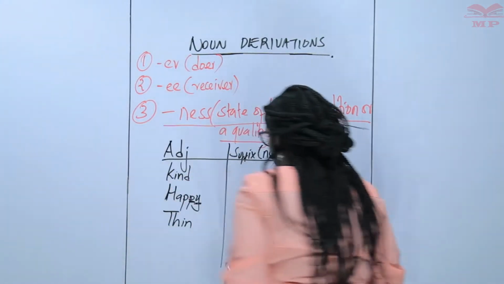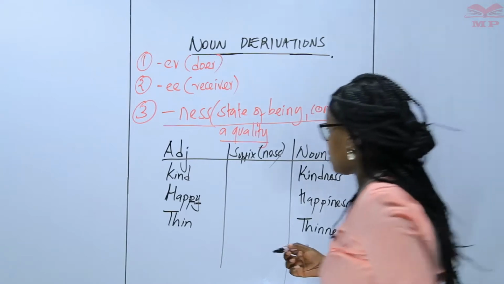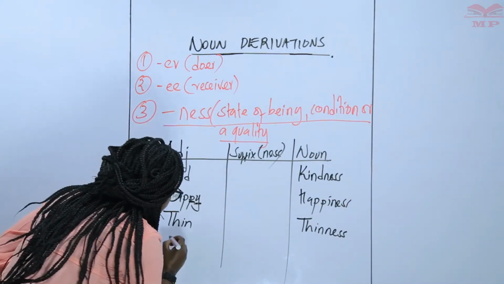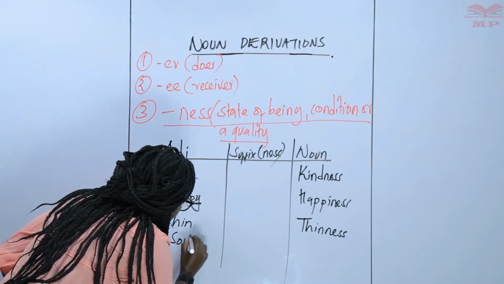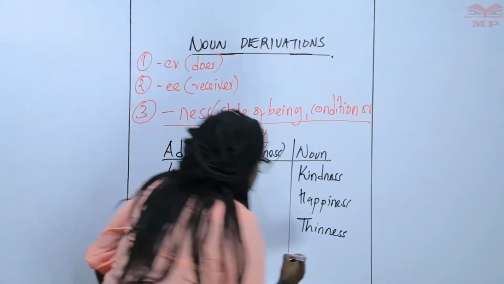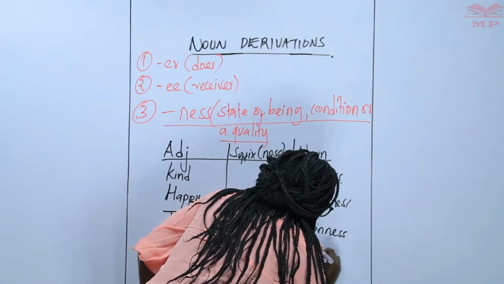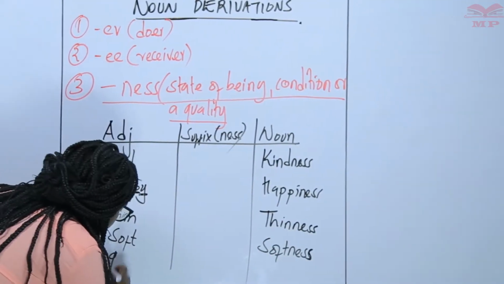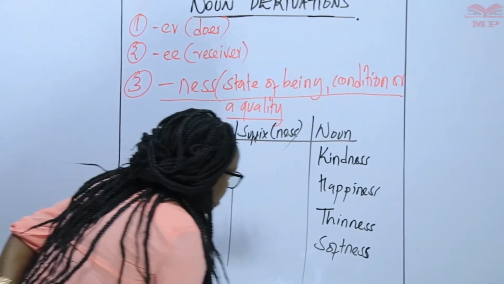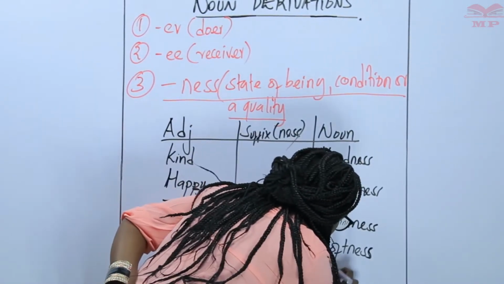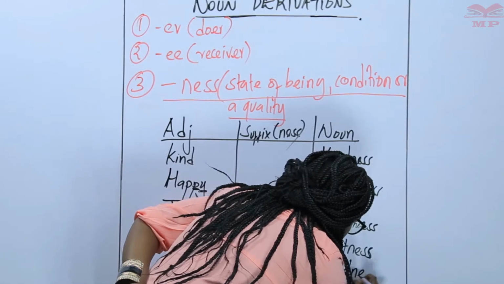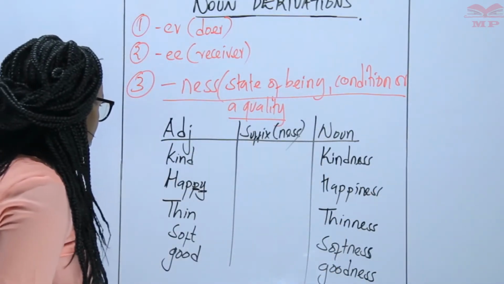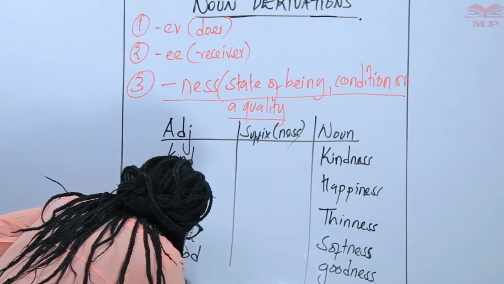We could also have more examples. I could give you something like soft. Here we could also get another example of an adjective. We have good. This one becomes goodness. And then we could also have another adjective like shy.